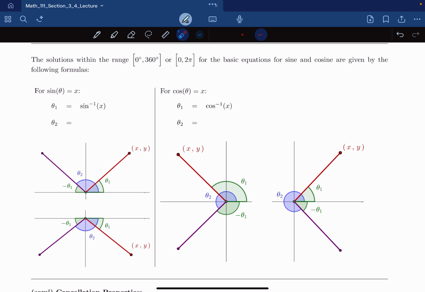Within the range, again, I'm using this interchangeably here, but what I really mean is just the interval that I'm working with. Within the range from 0 to 360 degrees or 0 to 2 pi, for basic trig functions of sine and cosine, the way we think about this is for sine of x, we found our first answer by using the inverse trig function. So theta 1 equals sine inverse of x. And to find the second one, again, because of symmetry, we can do pi minus theta 1.